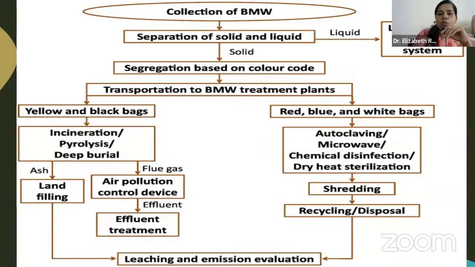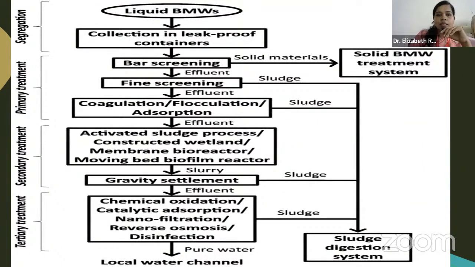So for the liquid waste, it should be collected in leak-proof containers, and then it goes to bar screening. The primary treatment process happens, and then coagulation, flocculation, or adsorption is done. Further, this effluent is treated by secondary treatment steps like the activated sludge process, membrane bioreactors, or moving bed biofilm reactors. Then it goes again to a gravity settlement tank, and is further treated by tertiary treatment processes like chemical oxidation, catalytic adsorption, nanofiltration, and reverse osmosis. Finally it is disinfected, and then you can recycle it.